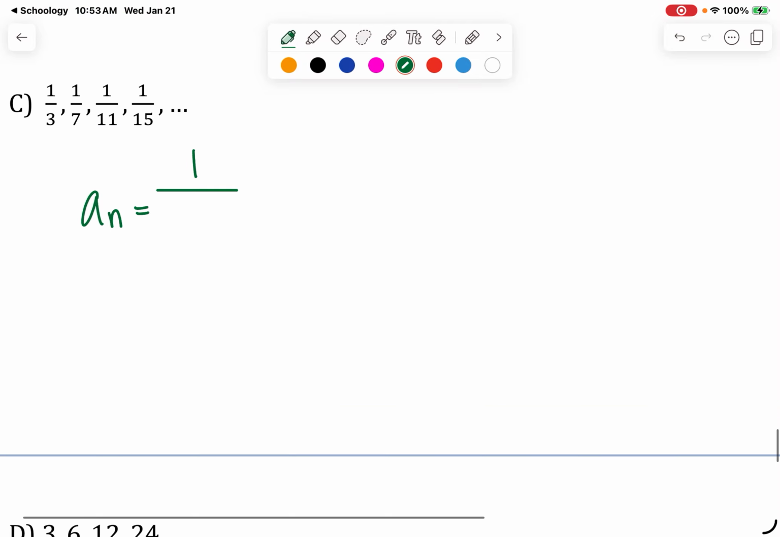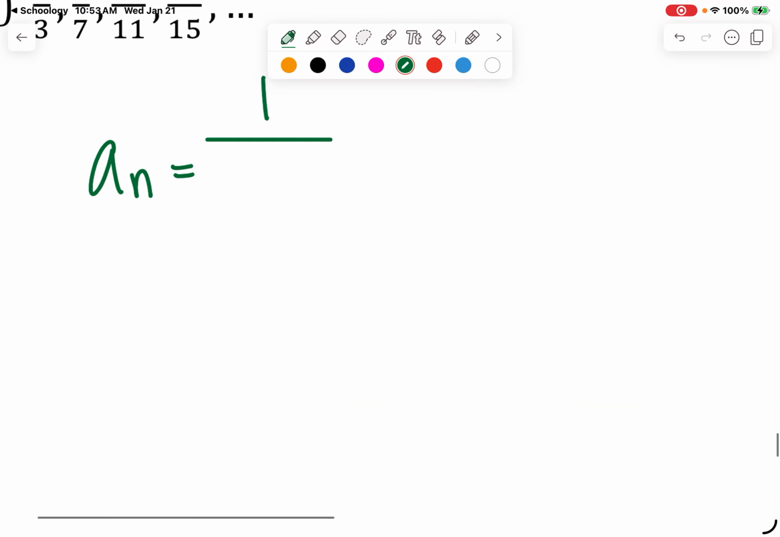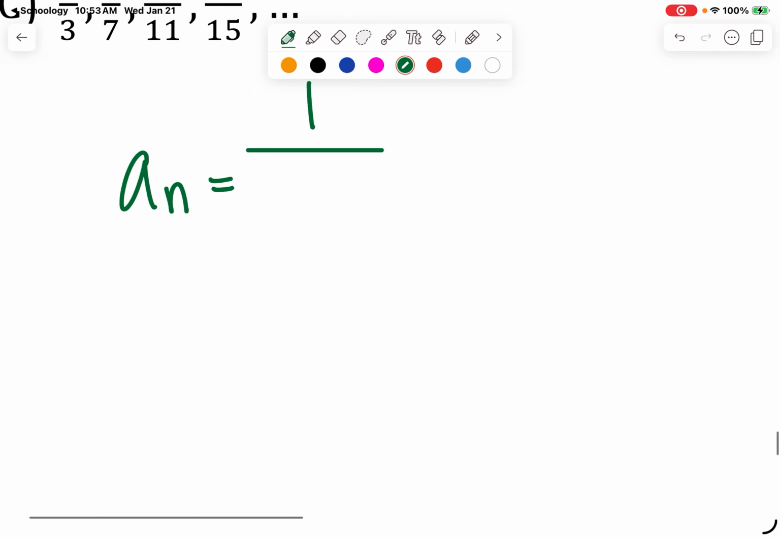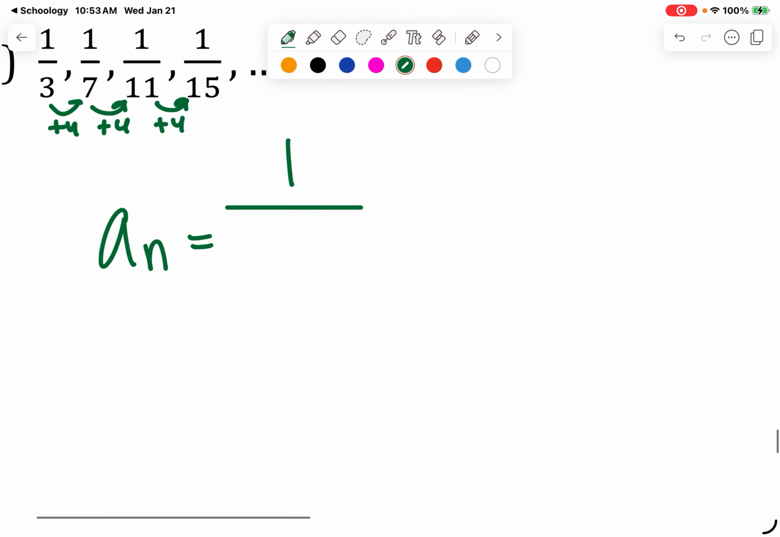So now I'm going to look at the denominator like its own little separate function. And I see that it is plus 4, plus 4, plus 4. So I know it's linear, the denominator that is. I'm going to write an equation of a line for the denominator. So this is my first term, my second term, my third term, and my fourth term.